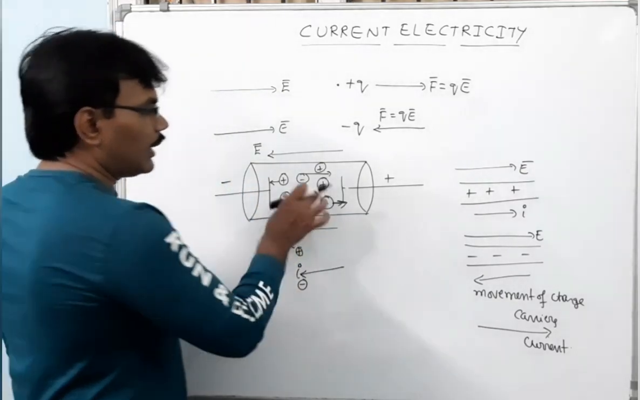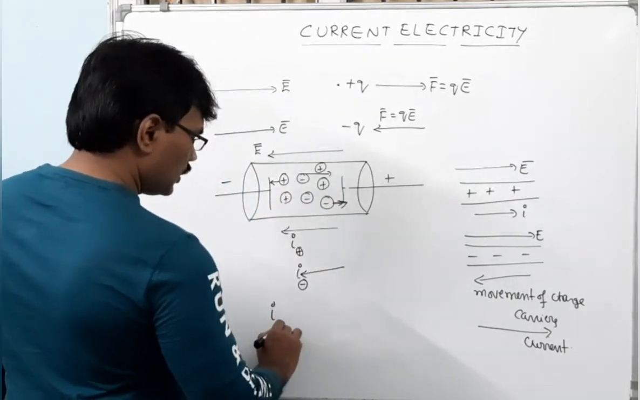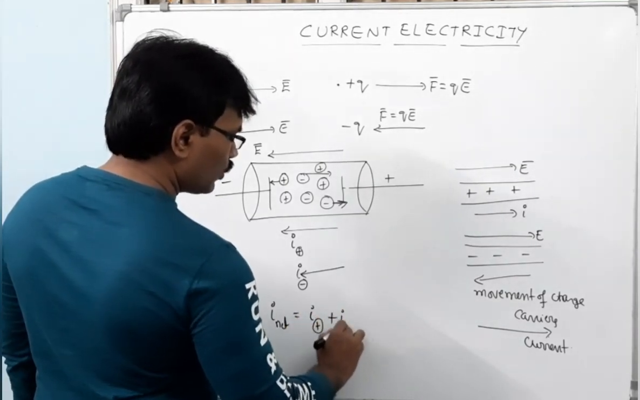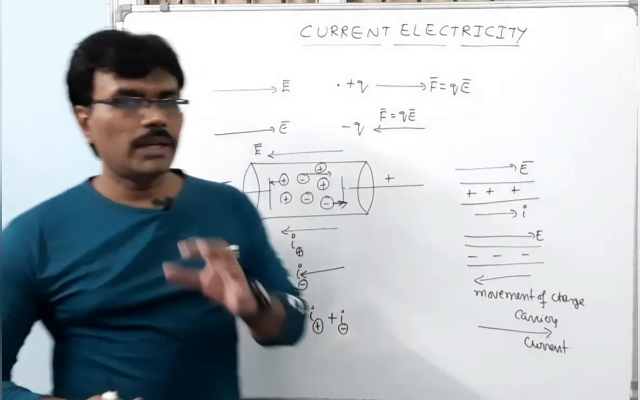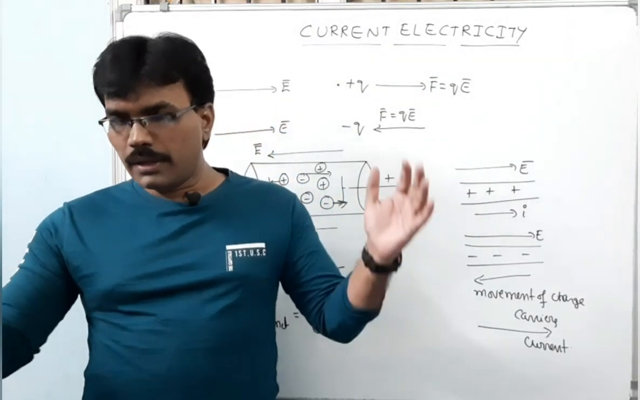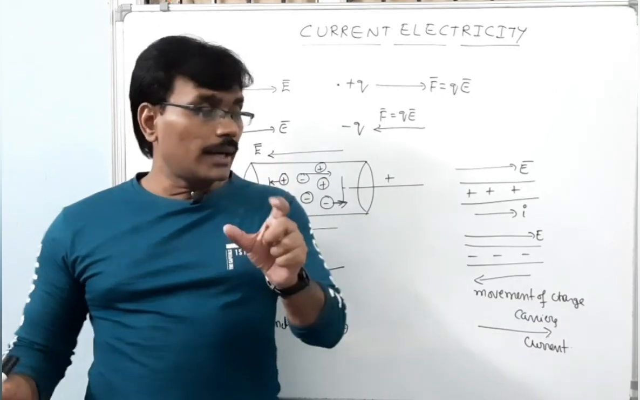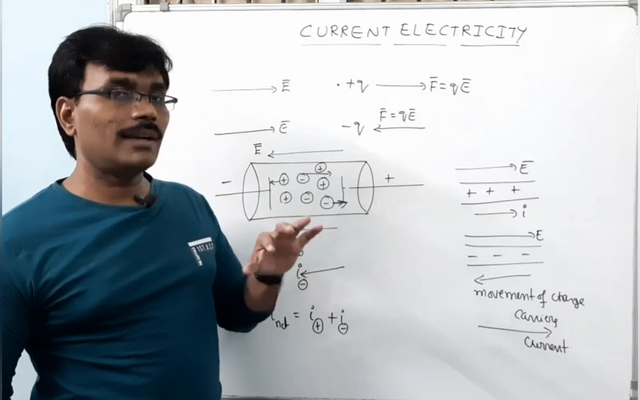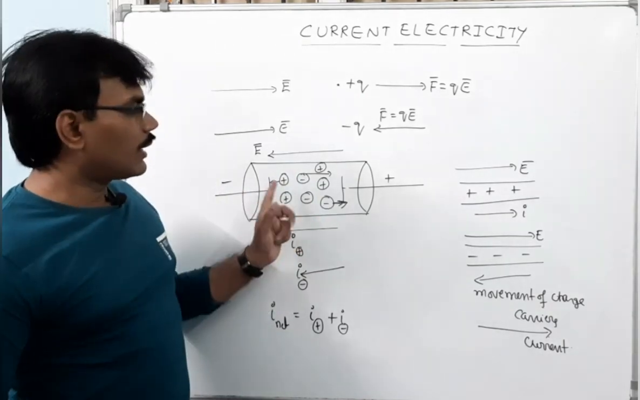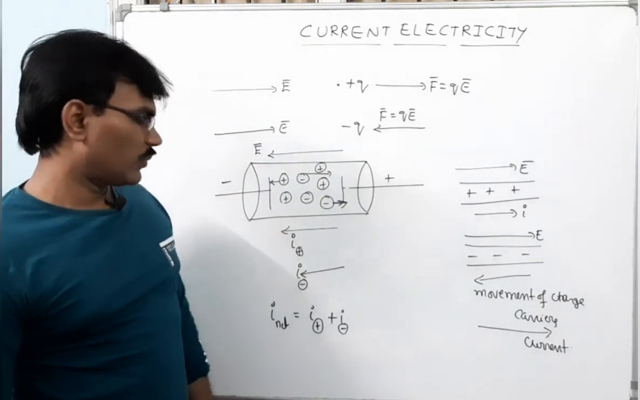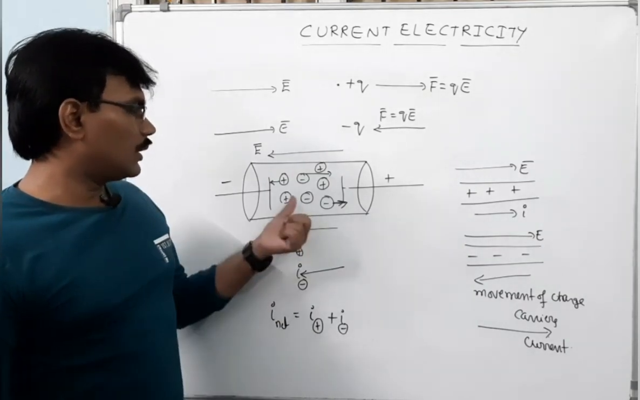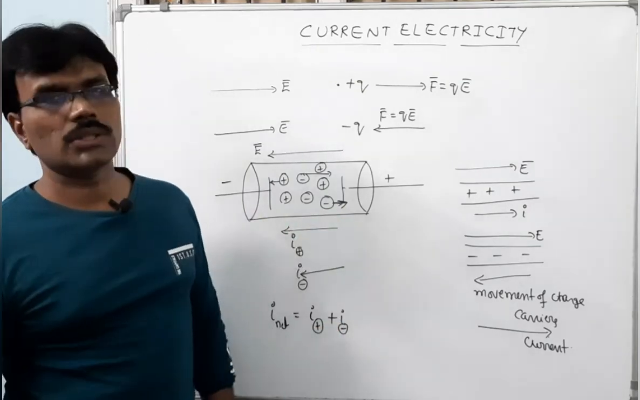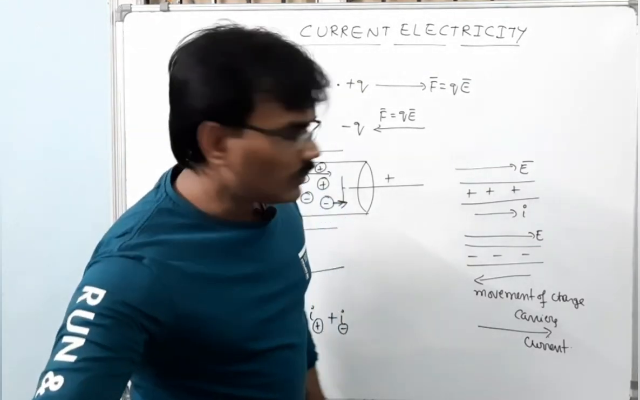So therefore the net current here is equal to the current due to positive carriers plus the current due to negative carriers. Whenever there are positive and negatively charged ions in a discharge tube, and you maintain a potential difference, since negative and positive charge carriers are moving in opposite directions, one might think the net current is the difference of the two currents. No, the net current is the sum of the individual currents. So the net current in the discharge tube is equal to the current due to the positive charge carriers plus the current due to the negative charge carriers. That is the meaning.